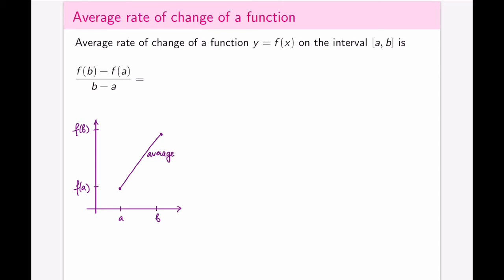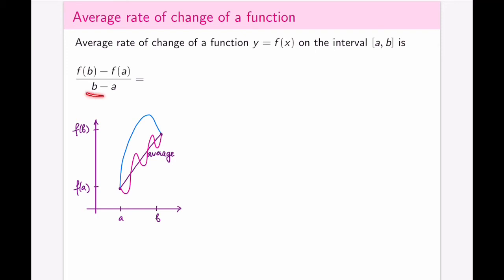However, my function can look drastically different. My function could look like this, or my function could very well look like this on the way. Both of these functions will produce the exact same average. So that is one downfall of the average. But the upside of it is that it's fairly easy to compute.